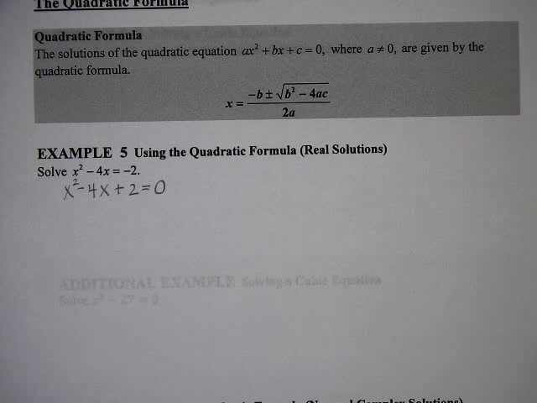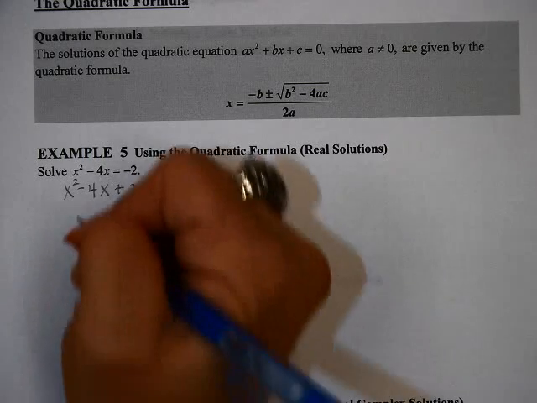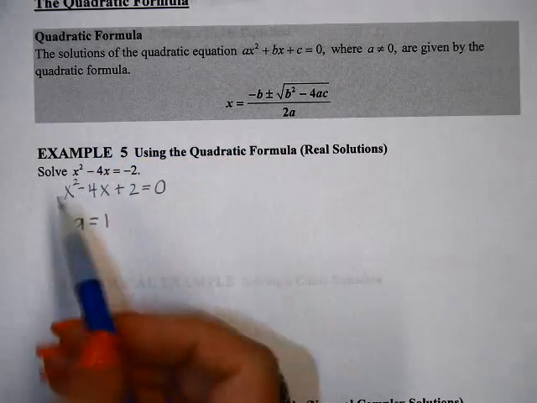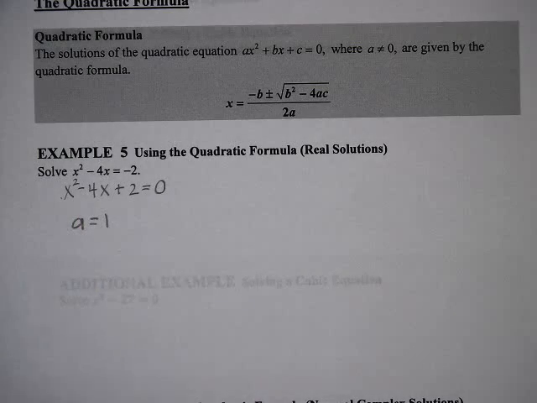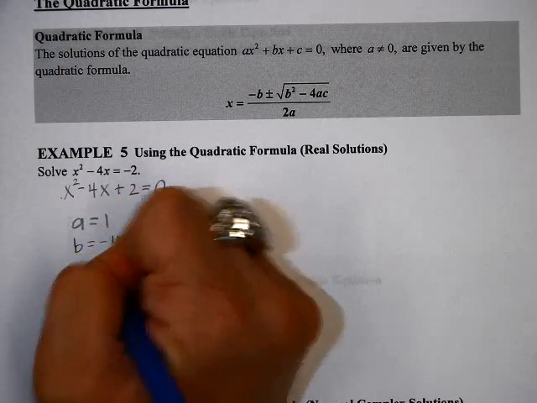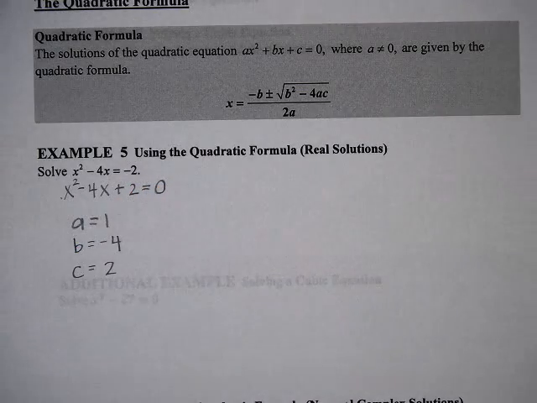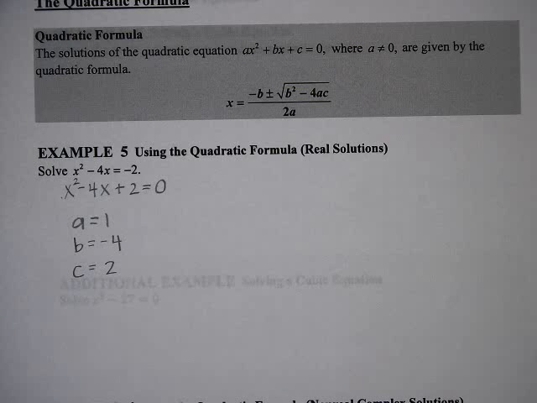And make note that your standard form is ax squared plus bx plus c. So when you are using the quadratic formula, it is very important that you know what a, b, and c are. So a will be 1 because there's an understood 1 in front of x squared as your coefficient. B will be negative 4, and c will be 2 according to the definition of standard form for a quadratic equation. Once you have noted what a, b, and c are, then you can plug a, b, and c into your quadratic formula.